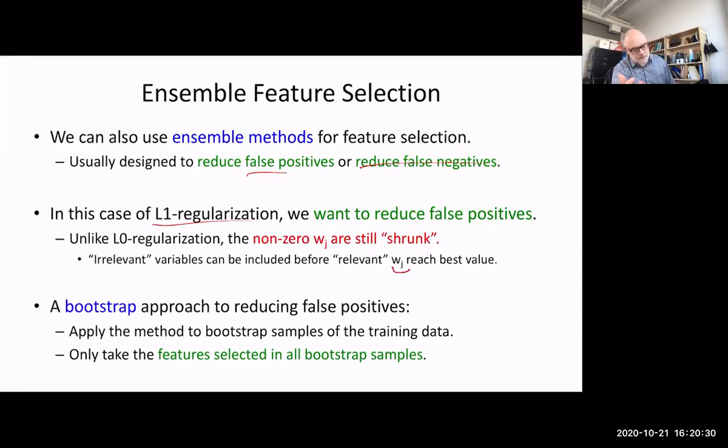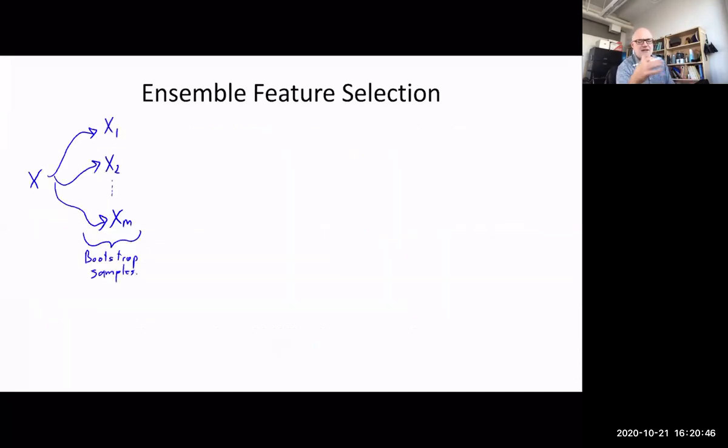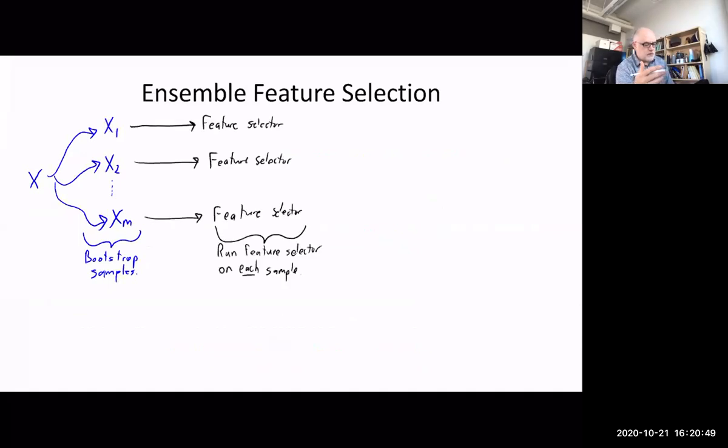So how can we use ensembling methods to reduce this kind of false positive problem? Pretty straightforward. We're going to do the same thing we did before. We're going to generate bootstrap samples of the training data, and then take the intersection of the features selected from all of the bootstrap sampled feature selection approaches. L1 feature selection is one way to do it, but you could also do search and score. But let's think L1 regularization for feature selection.